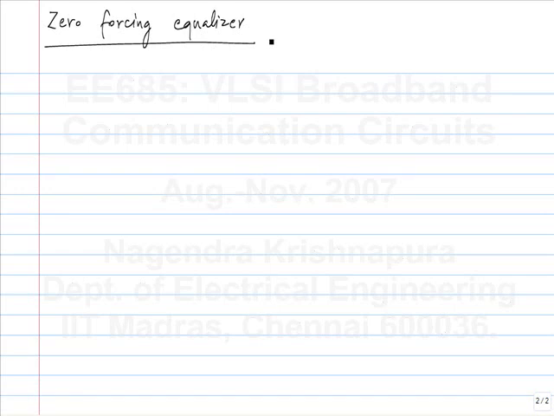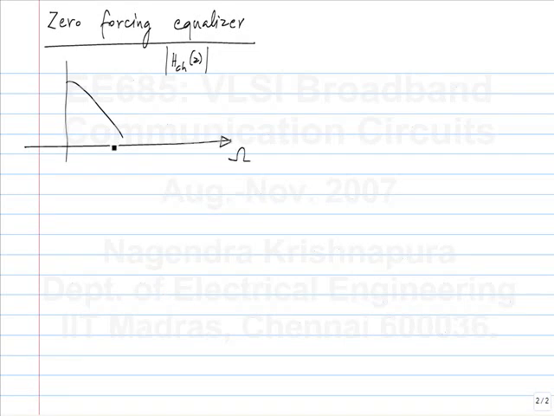Yeah, so the problem is that, let's say your channel response, that is the magnitude of H(ω), looks something like this, and this is the omega axis. This will repeat, so let me just show it up to half. It looks something like this, and the whole thing will repeat because it's a discrete time response.